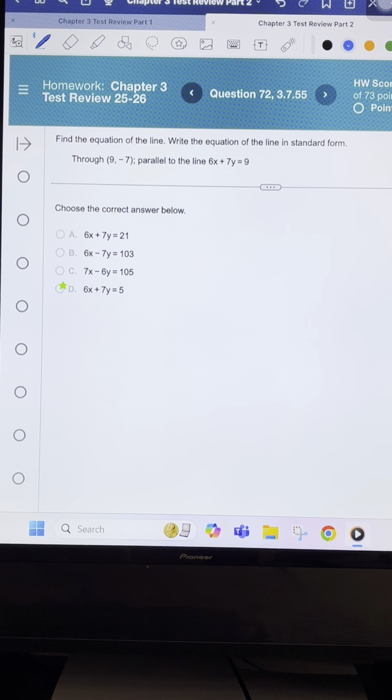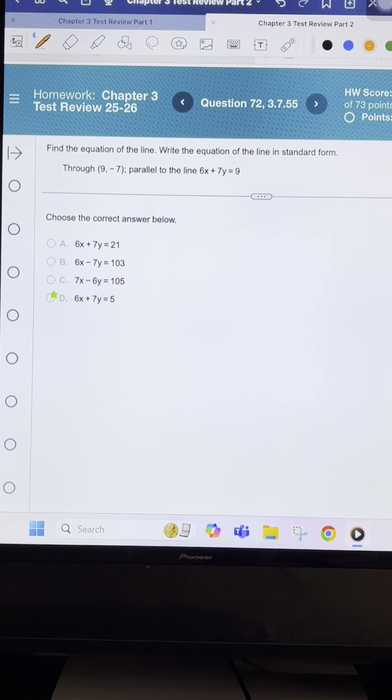Find the equation of the line. Write the equation of the line in standard form. Okay, so I want it to pass through these points and be parallel to this line. We're going to have to do a couple of steps because I don't know the slope when the equation is in standard form like that, with 6x plus 7y. I don't know that, so I need to turn it into slope-intercept form.